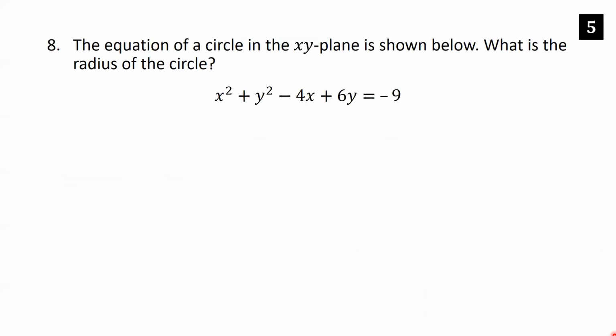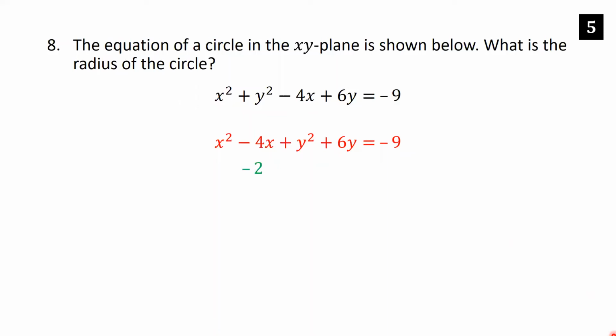The equation of a circle in the xy plane is shown below. What is the radius of the circle? The circle has equation x squared plus y squared minus 4x plus 6y equals -9. Once again, it's not in standard form. So first thing I'm going to do is move the x's next to each other and the y's next to each other. I moved the -4x to the left of the y squared, and that puts all the x's here and the y's here. The constant is already on the right-hand side. That's where we want it.